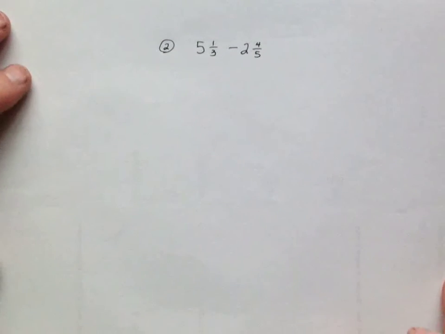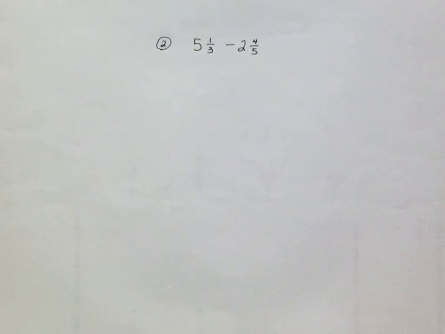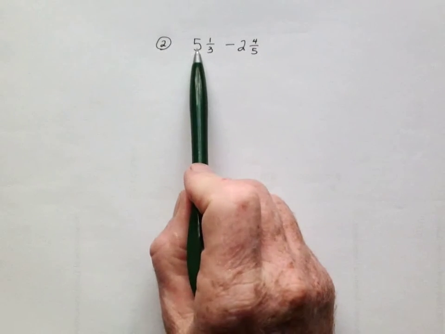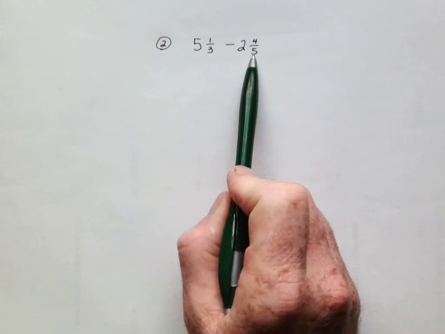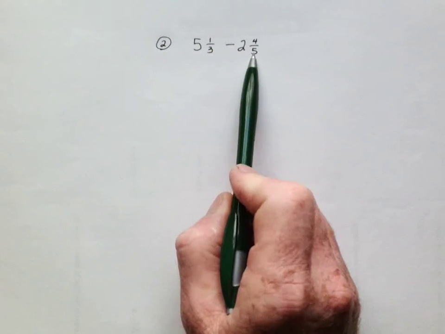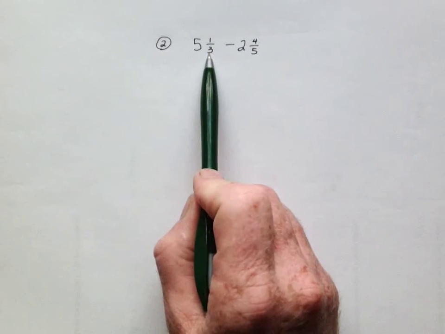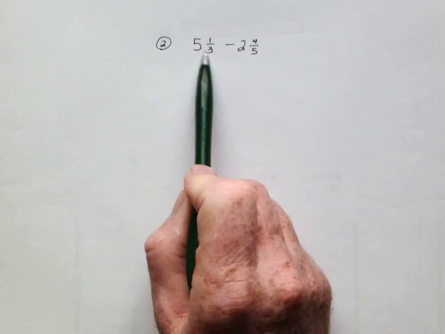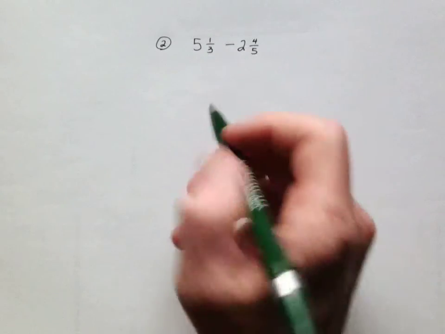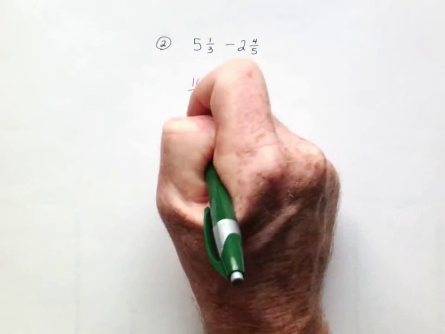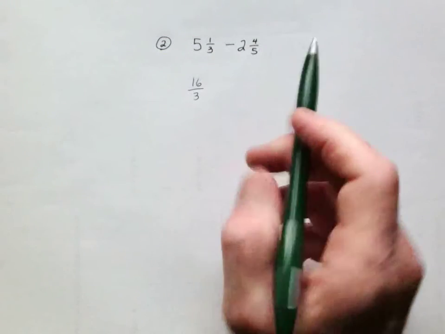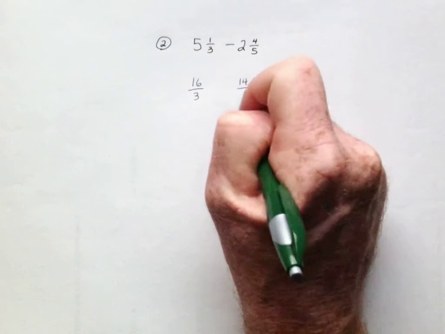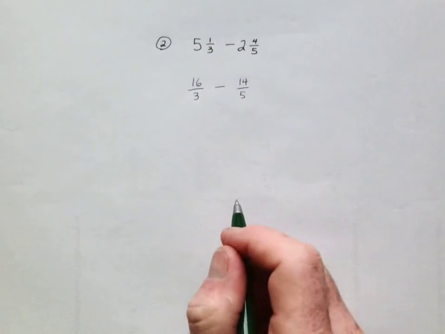And then for the next one, this is a little bit of review. So one way to do this is you can do the whole number minus the whole number, and then the fraction minus the fraction, and then combine those two at the end. Or another way to do it is change this to an improper fraction. So this would be 15 plus 1 is 16, so it's 16/3. This would be 10 plus 4 is 14, so this is 14/5, and then we're subtracting.